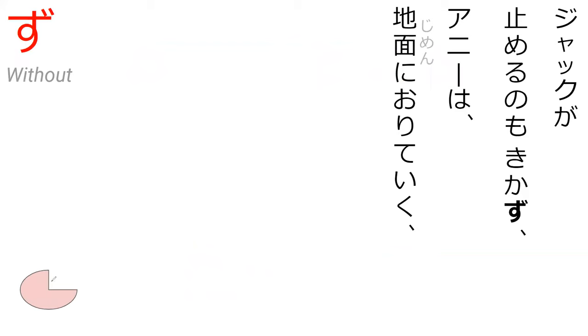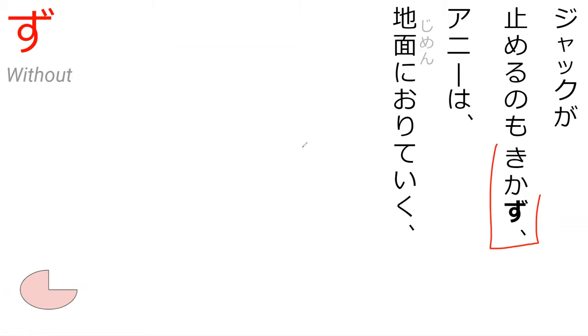Okay, so this right here is a little bit of a refresher grammar point, which is zu. For example, Jack ga tomeru no mo kikazu. Annie wa jimen ni oriteiku. So the zu is a refresher. It's supposed to be a refresher, but I don't think this sentence is a refresher sentence. But what do you think? Jack ga tomeru no mo kikazu.